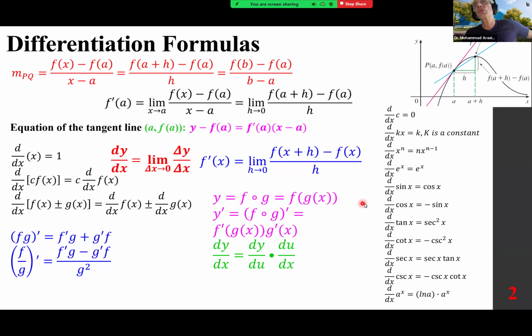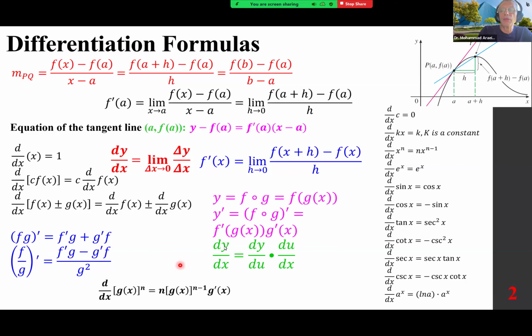Composite function: f of g equals f of g of x. Its derivative is f prime of g of x times g prime of x. In Leibniz's notation, dy/dx is dy/du times du/dx.